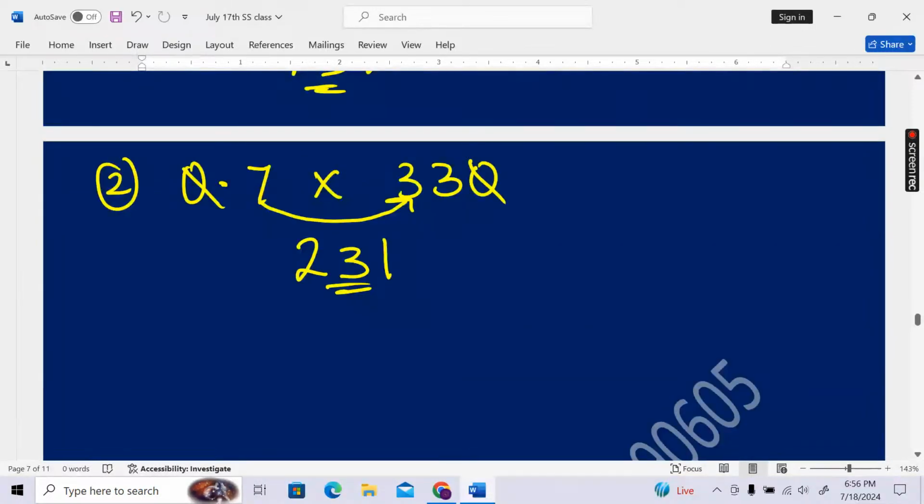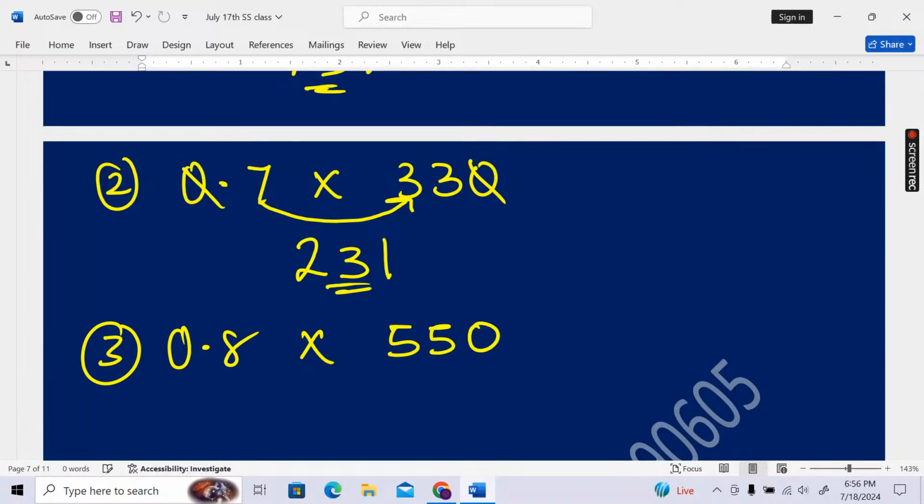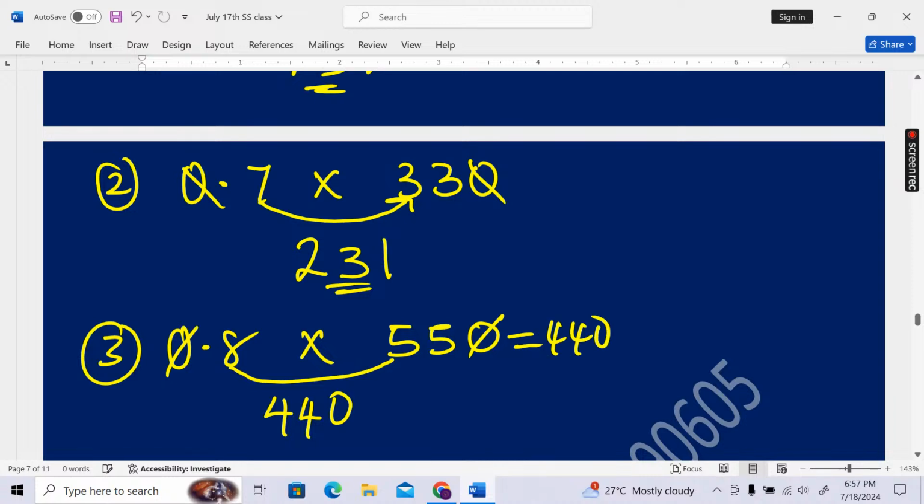Now let's move on to the next one. Look at number 3. We have 0.8 times 550. Strike out the zeros. Multiply 8 by 5. 8 times 5 is 40. Write 4, write 0. Then add 4 and 0 together. That will give you 4. Write it in the middle. So the answer is equal to 440.